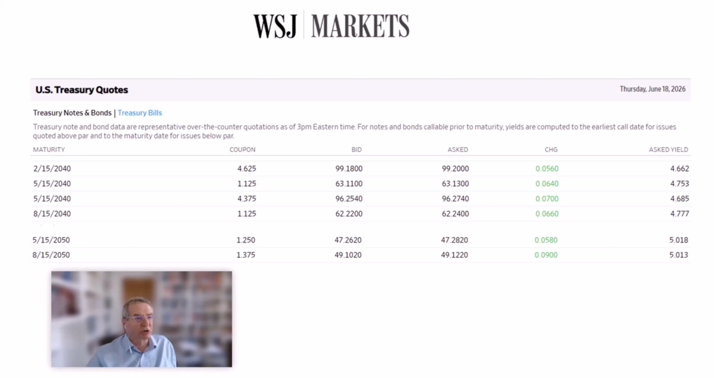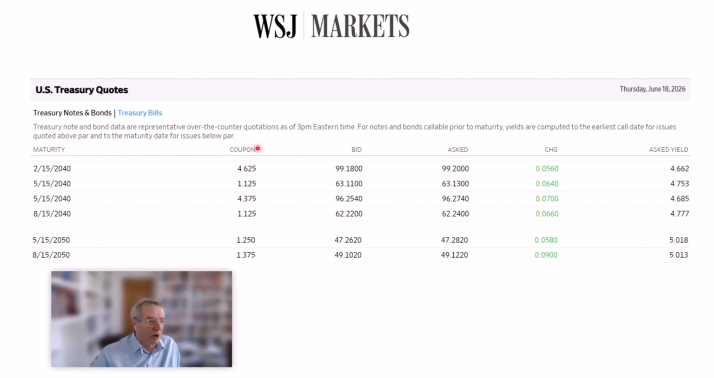This is a subscription-based page available on the Wall Street Journal website. You can see the date here in June 2026. And what the WSJ provides on a day-to-day basis are the closing prices, effectively, for all outstanding US Treasury bonds. You can see here, this column here, the first column is the maturity. So this will tell us when this particular bond, or the bond in question, matures.